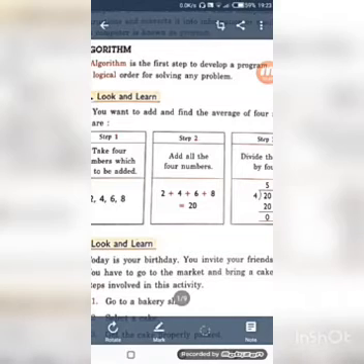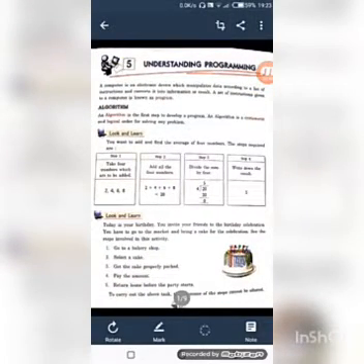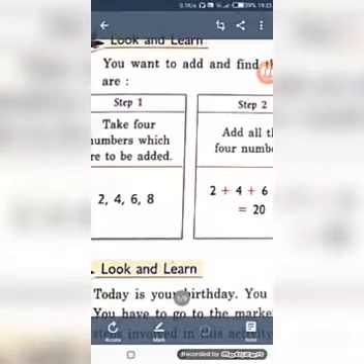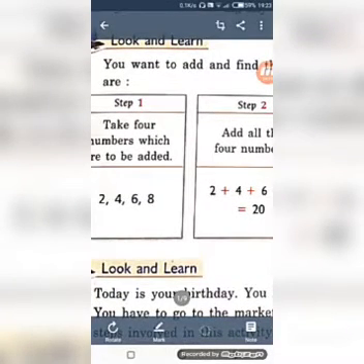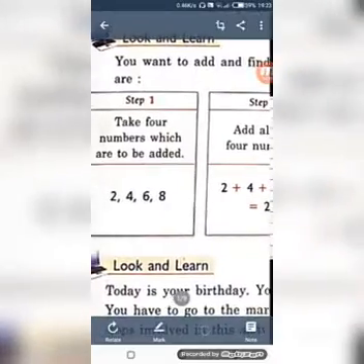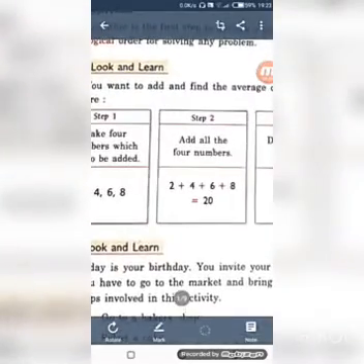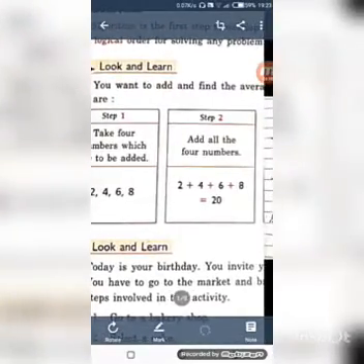Okay, so in your book an example is given. Look and learn. You want to add and find the average of four numbers. Now what is the average of four numbers? How will you find that? You have to add all the numbers, and in the end divide by 4, because four numbers are there. So first of all, it has taken four numbers, 2, 4, 6, 8, any four numbers. Take four numbers which you want to add. Then add the four numbers.